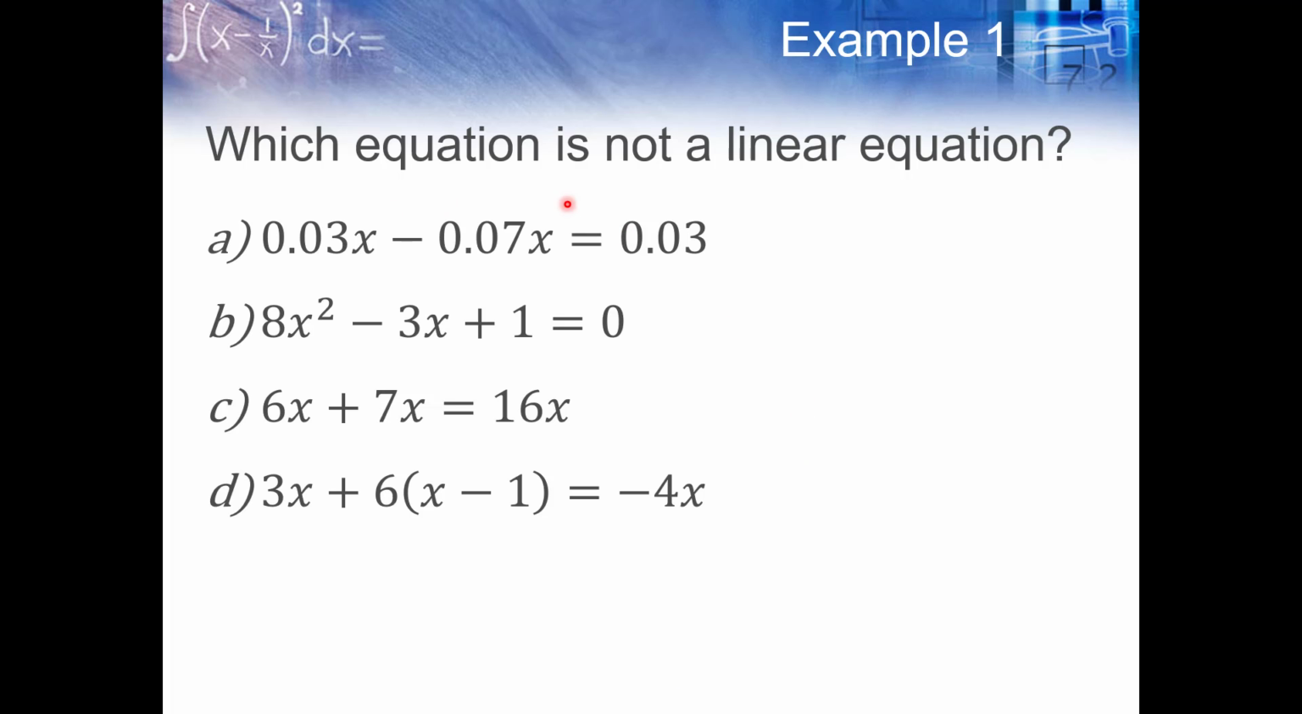Well, clearly A, C, and D have no exponents on their x, so these are all of degree 1. However, this one has a term with an exponent of 2, which is greater than 1. So this right here is not a linear equation. It actually happens to be a quadratic equation. Oh, and there it is.